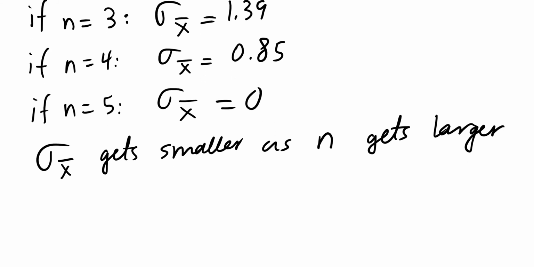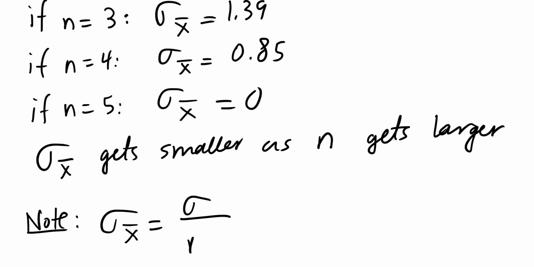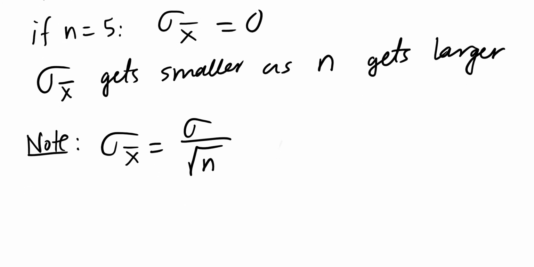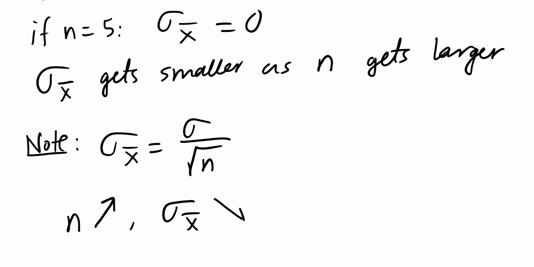And we can see it from the formula that I gave earlier. This equals the standard deviation over the square root of n. So what this is saying is, as n increases, this decreases. Because, in general with fractions, the larger the denominator, the smaller the fraction.